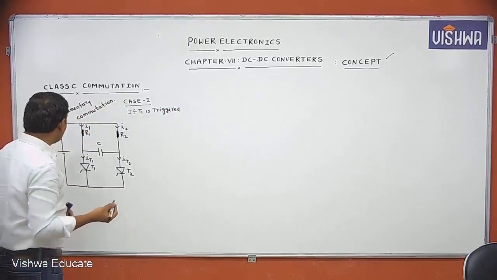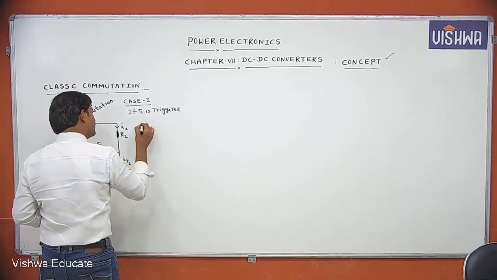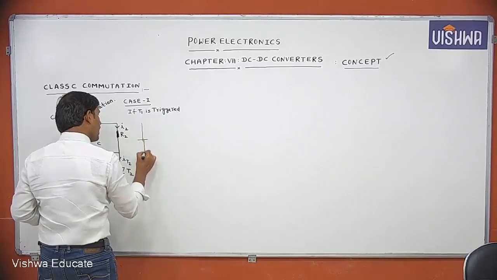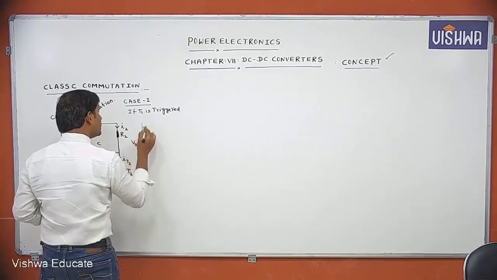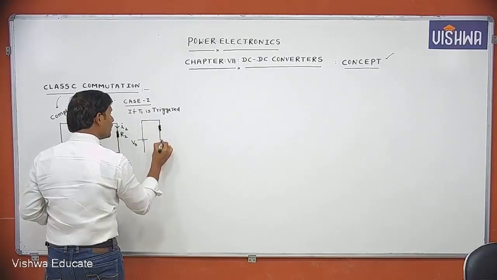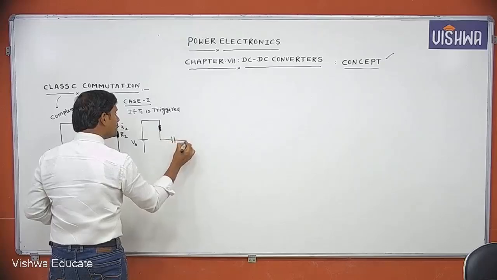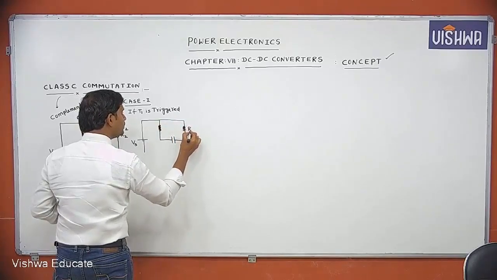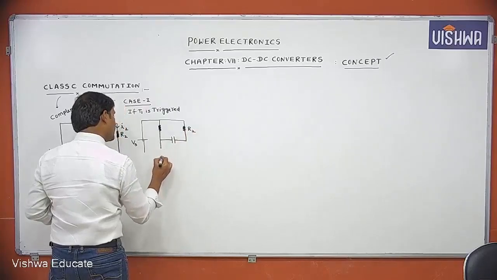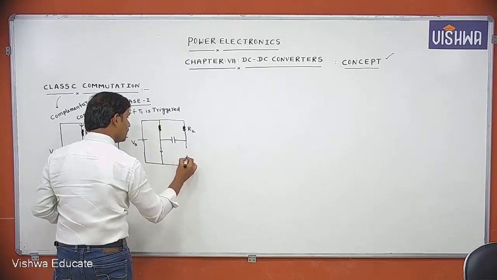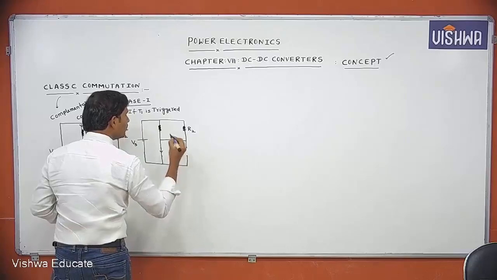If T1 is triggered, what is the equivalent circuit? This is the equivalent circuit. Parallelly note it down, don't wait. This is Vs, this R1, capacitor, R2. T1 is triggered means it starts the conduction.